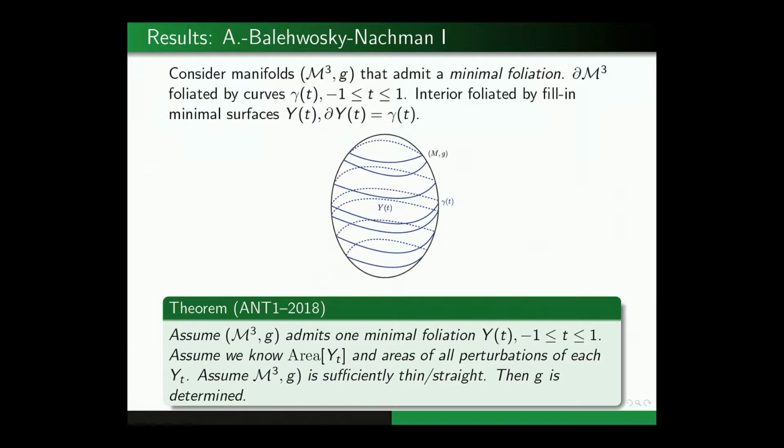I'm going to present, we have a few results, I want to present two. So result number one is, suppose you have a three-manifold which admits such a foliation. And suppose you know the areas of all of these leaves, and for each leaf you know the areas of all perturbations of this leaf. So if I take one boundary curve and change it a small little bit, an arbitrarily small amount, there will be a new minimal surface that's filling in the tilted curve, and I need to know the areas of those, only for small perturbations. So I'm not using the area of all possible curves, I'm using one foliation and all small perturbations of that foliation.